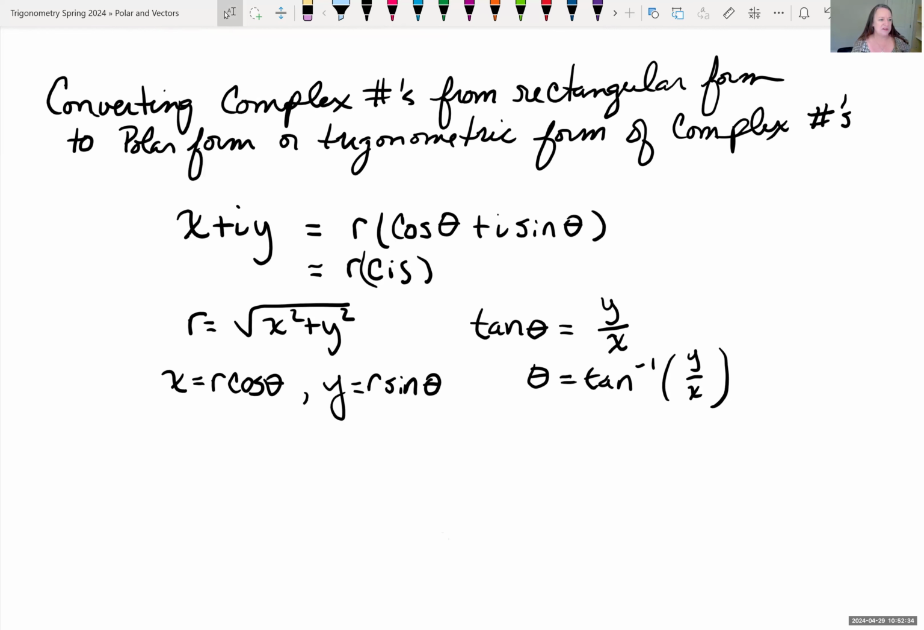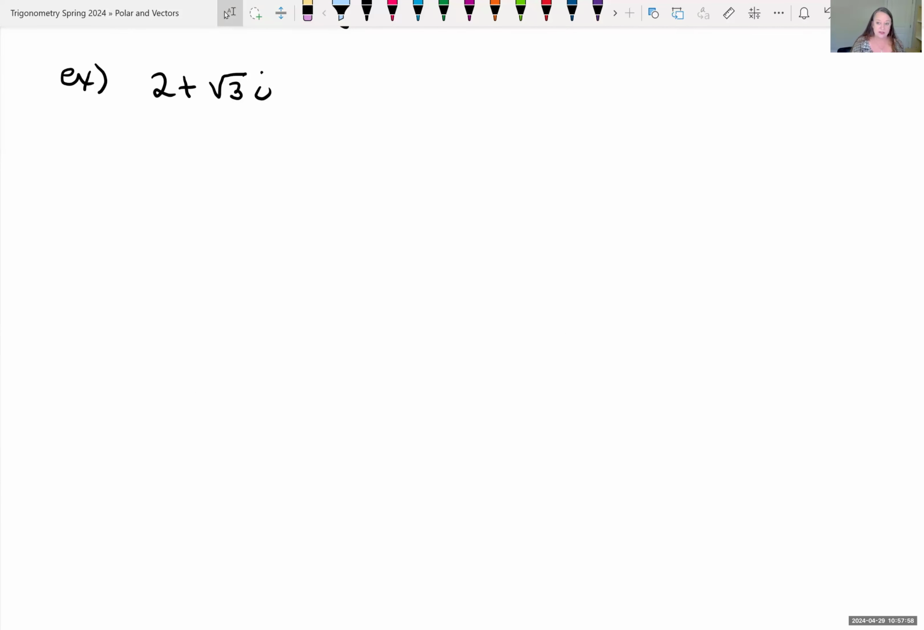So let's look at a couple examples of that. We have another example in front of us, 2 plus square root of 3i. The direction says plot each complex number in the complex plane and write it in polar form. So let's plot this in the complex plane. I think always plotting these is just really helpful because then you can see your triangle. So let's say that that's 2, and up here is root 3. Real part is on the x-axis, go over 2. Imaginary is the y-axis, we're going to go up root 3.